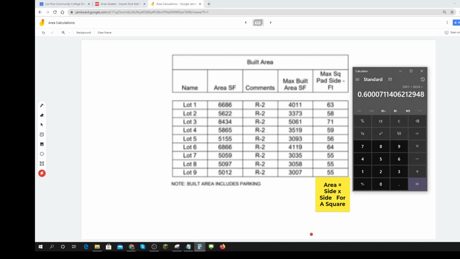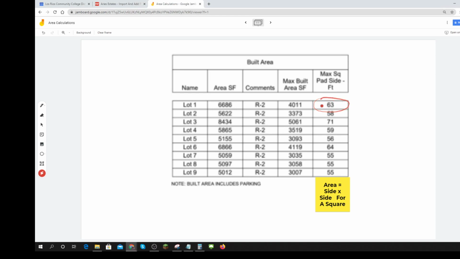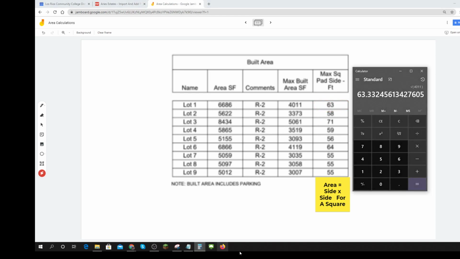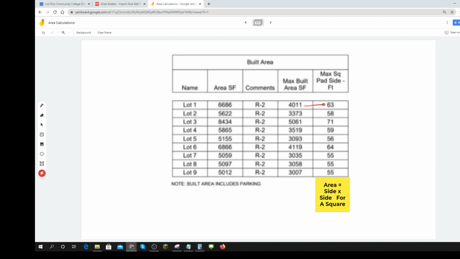So let's see. 4011 square root. 63. What do you know? That's how I got that. Let's try the next one. 3373 square root. 58. Okay, so that's what I'm doing. I'm taking the square root. When you multiply a number times itself to get another one, to go backwards, you use the square root.